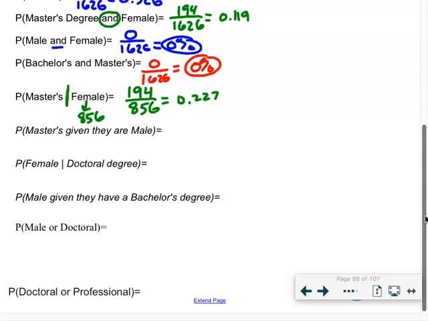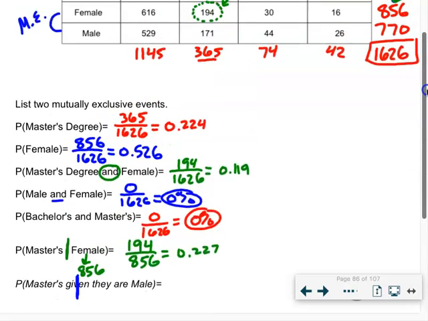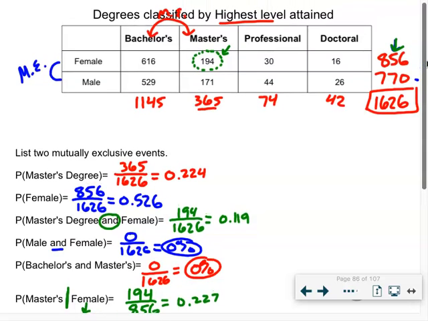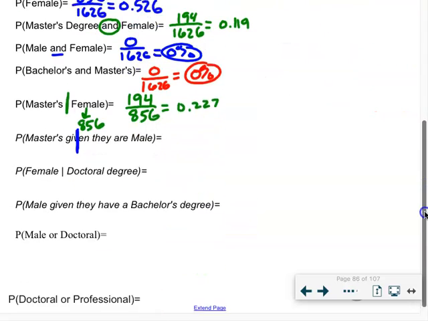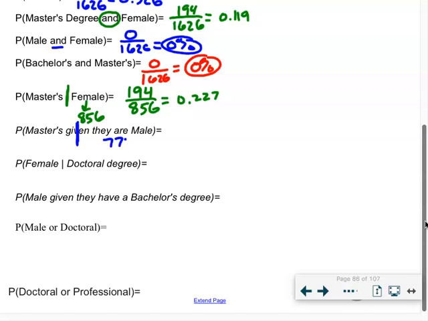Okay? A master's degree given that they're male. Okay, that's not too bad. So given that they are male, we need the number of males, which was 770 right here, which means we're only looking at the bottom row this time. So there's 770 males. That's the bottom of my fraction.